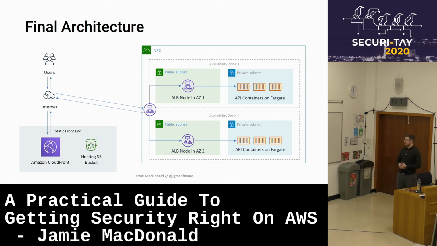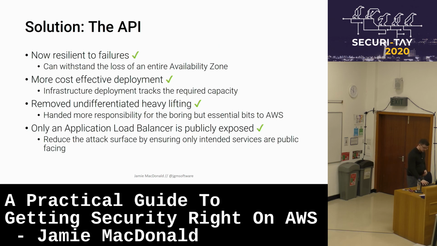And with the API, we've reduced our attack surface to just the publicly exposed load balancer, and we've got automated failover and scaling running for us. So we're resilient to failures. We can withstand the loss of a whole data center. It's a more cost-effective deployment because the infrastructure tracks the actual server demand. We've handed responsibility for the boring but essential bits to AWS and reduced the attack surface a little bit by only exposing a load balancer instead of a whole bunch of random administration ports.